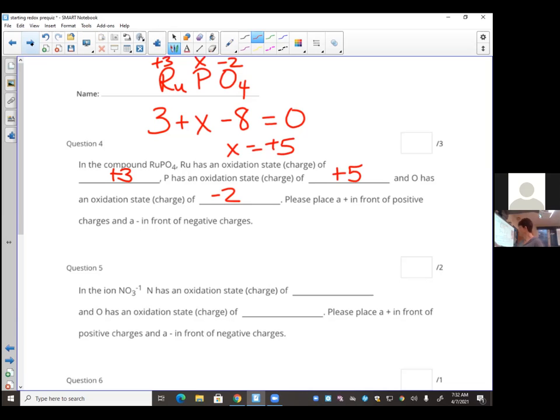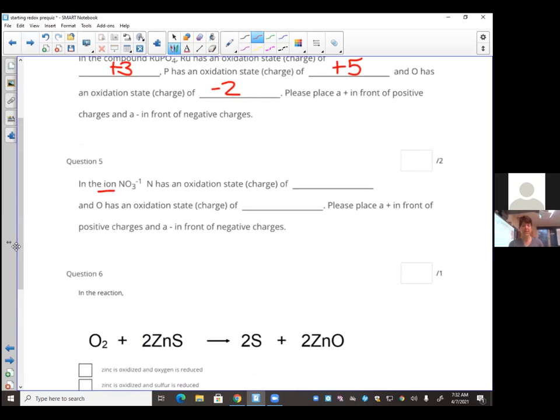All right, next one. In the ion, this time I can't set it equal to 0. This time I have to set it equal to the charge of the ion. So NO3 -1, NO3. I'm going to put equals -1 because it doesn't equal 0. It's got a -1 charge on it. My N is my X, because remember, N's got that whole list of choices. My O is a -2. So X, 3 times 2 is 6. X minus 6 is equal to -1. So this would have to be a +5, and O would have to be a -2. All right.